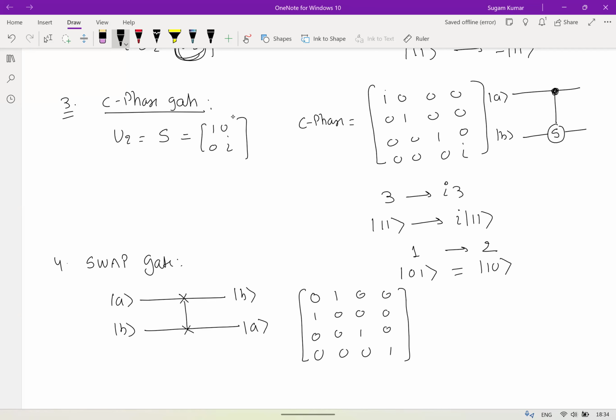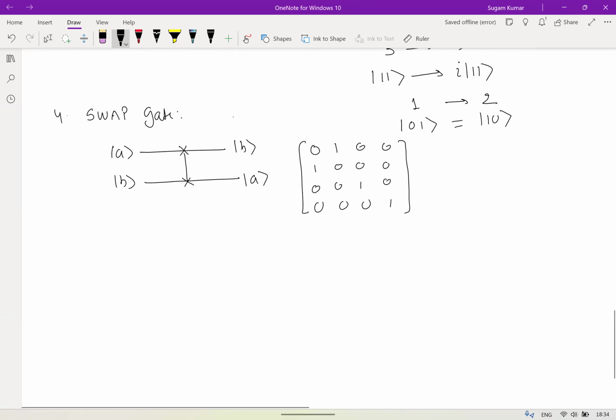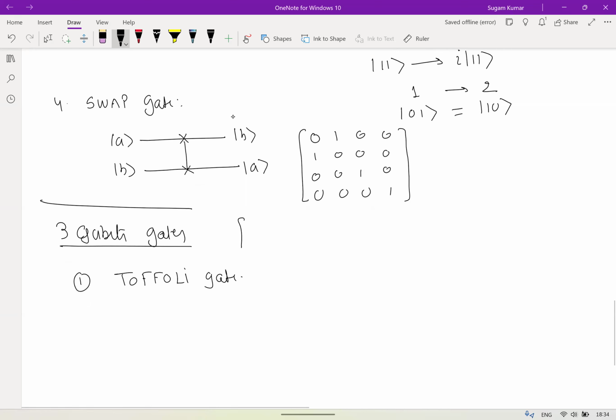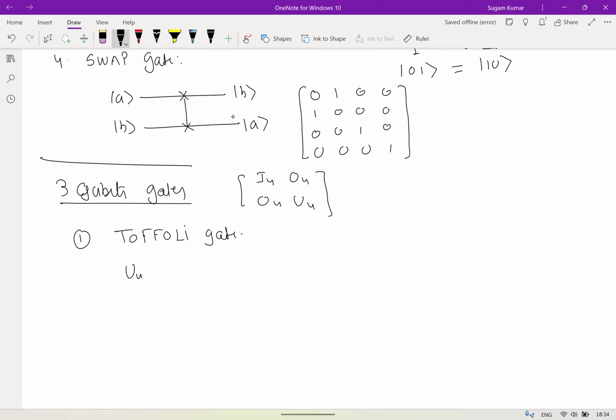Then let's go quickly, because this is just a revision. Now you also have 3-qubit gates. And in this, the first important one I discussed is the Toffoli gate. To make this one, again, you can make I4, O4, O4, and U4. In the Toffoli gate, this U4 is nothing but a C-NOT. So you can write down the matrix yourself.